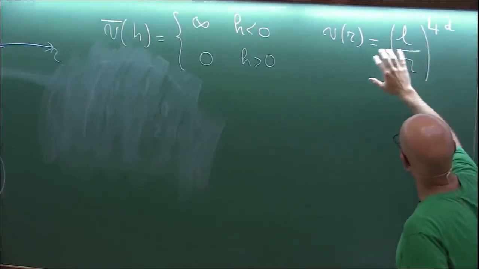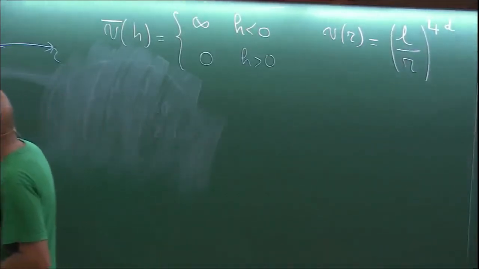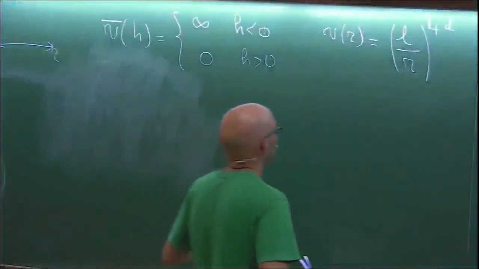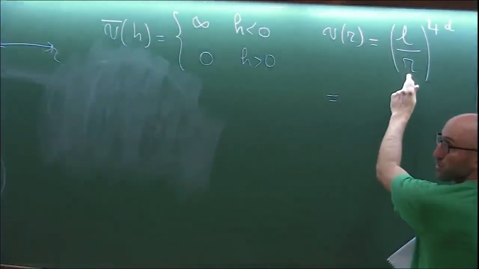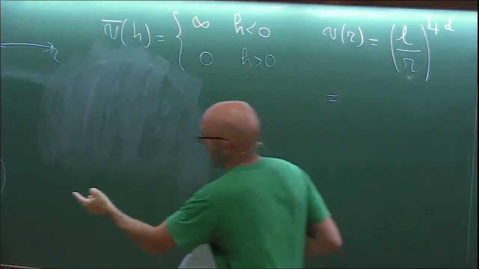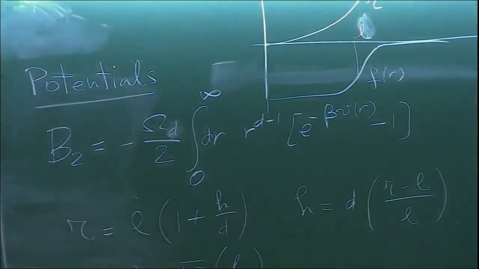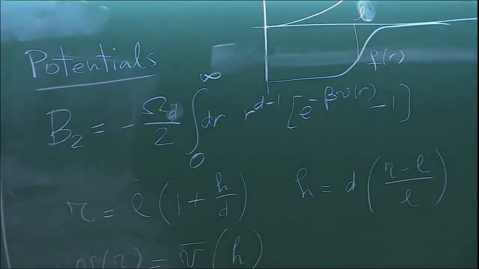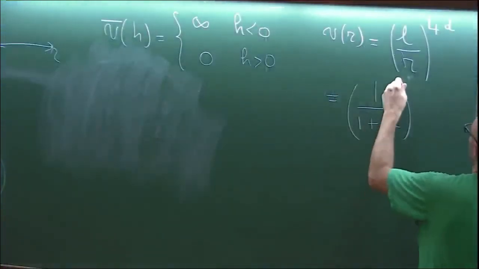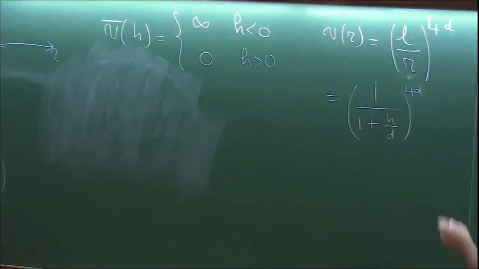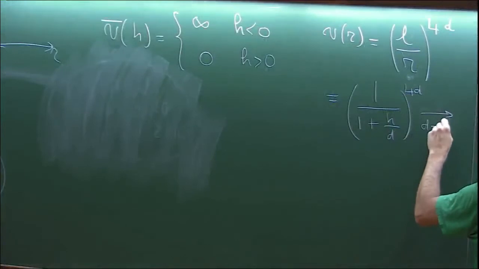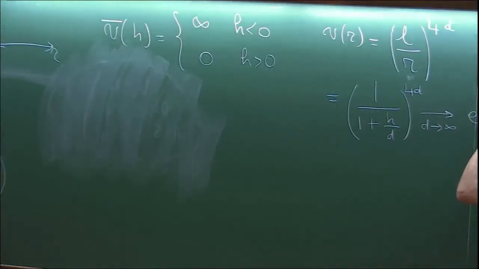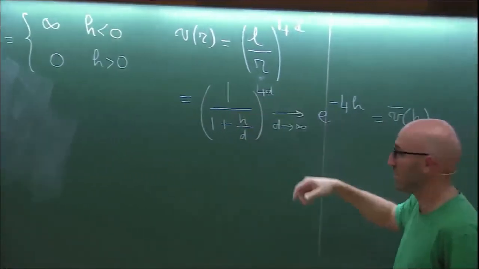So if I take this potential and I express it in terms of the variable H, you see that this is equal to, instead of R here, I put L times 1 plus H over D, so I get 1 over 1 plus H over D to the power 4D. And when D goes to infinity, this becomes exponential of minus 4H. Okay? So this will be my function V bar of H. Is this clear? This is the exponential.